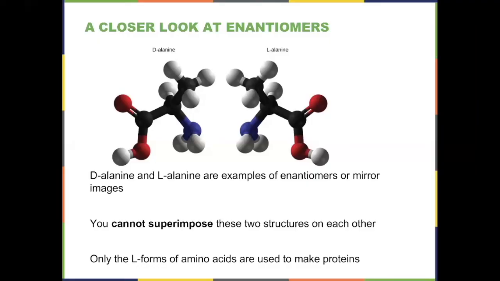And no matter how I turn it, it's impossible to get all four of the groups to look exactly the same and overlap with each other. So that's what I mean by the enantiomers idea. Amino acids are molecules that do in fact have four different things bonded to a carbon atom. And in biology, we actually only see the L form of it used to make amino acids, which is an interesting fact.